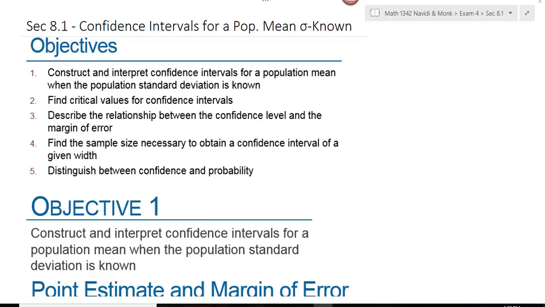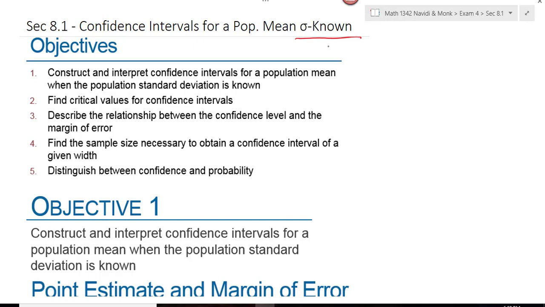Section 8.1 is confidence intervals for a population mean when the population standard deviation is known. This is what we're going to do only if we know the population standard deviation. Keep in mind that it's really rare to know the population standard deviation. In section 8.2, we're going to see what to do when we're finding a confidence interval for a population mean when the standard deviation is unknown.